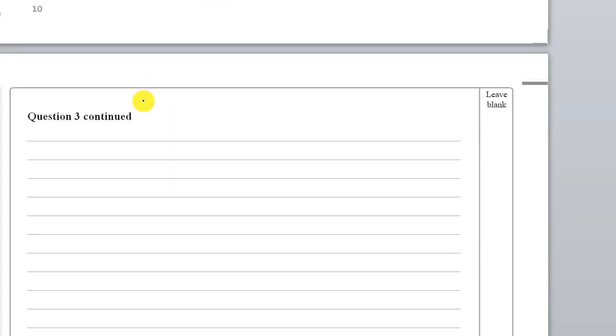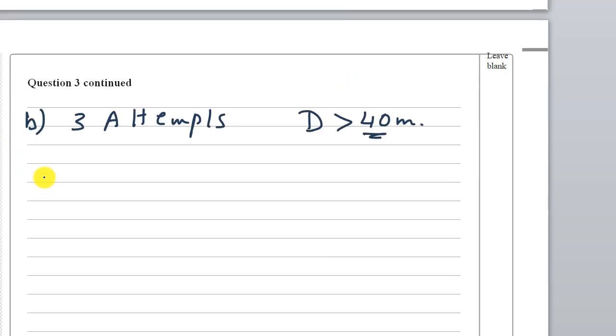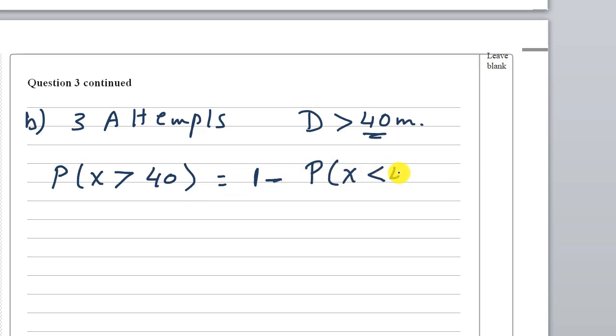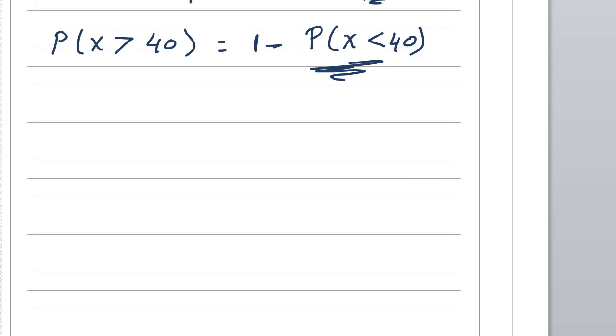So let us start to solve this part. The distance she needs, D, is bigger than 40 meters. So the probability of x bigger than 40 is equal to 1 minus the probability of x less than 40. We found this probability up here, the probability of x less than 40. So it is equal to 1 minus 0.3446.